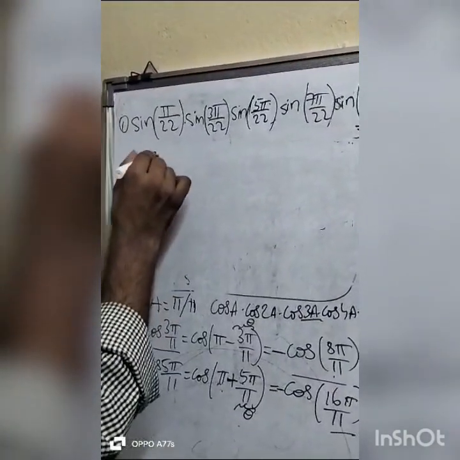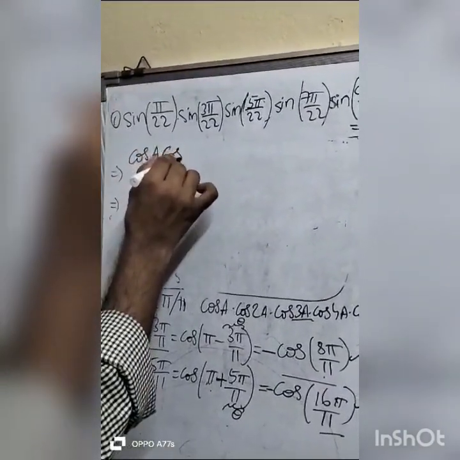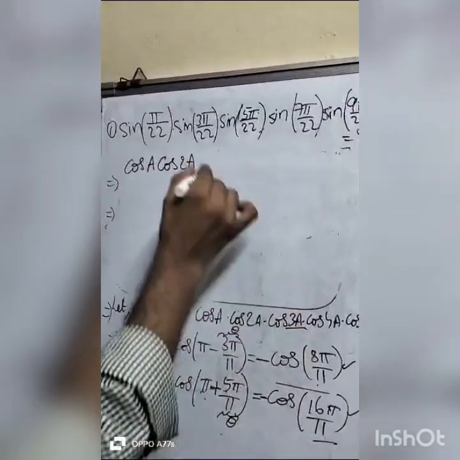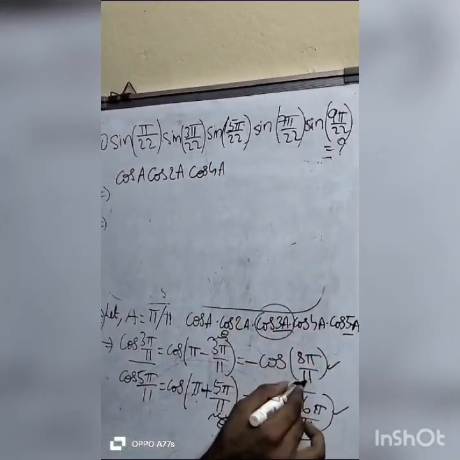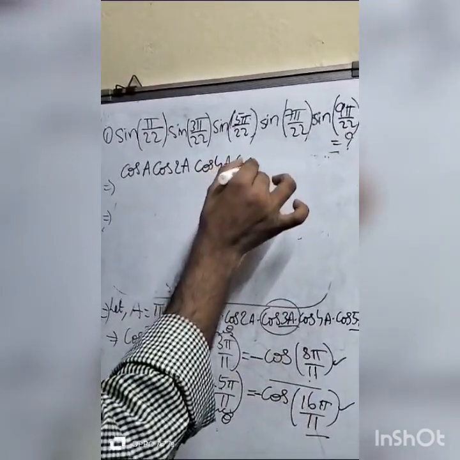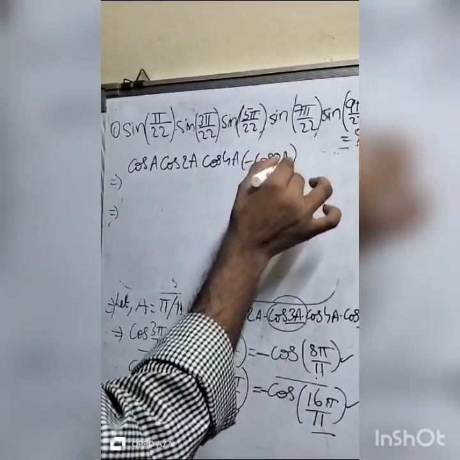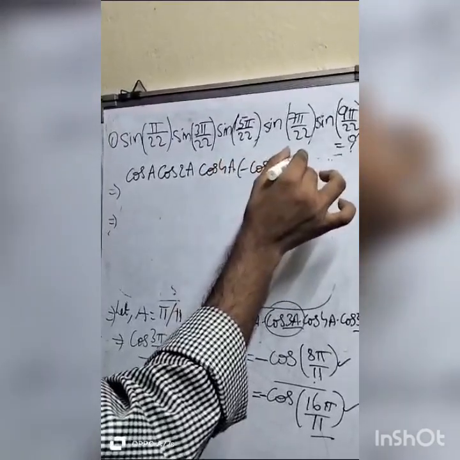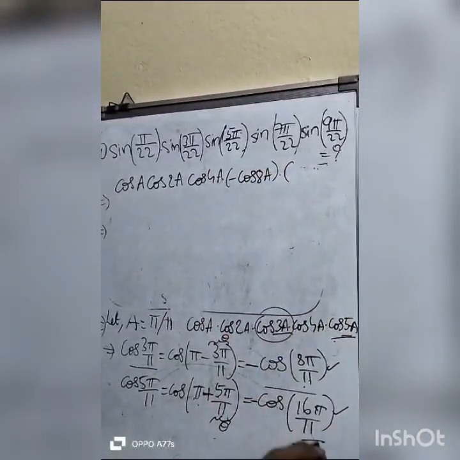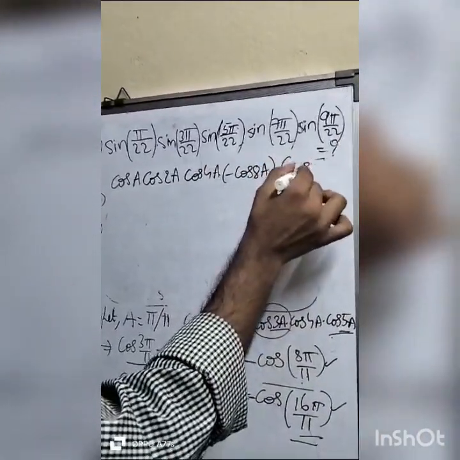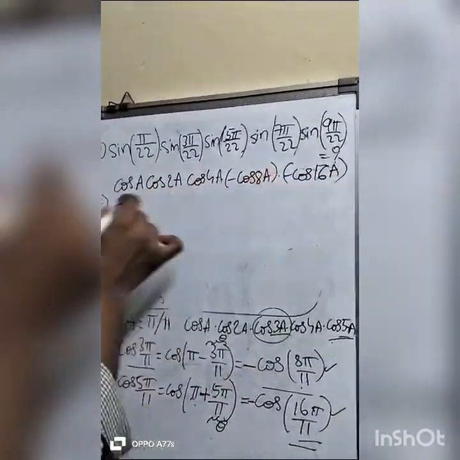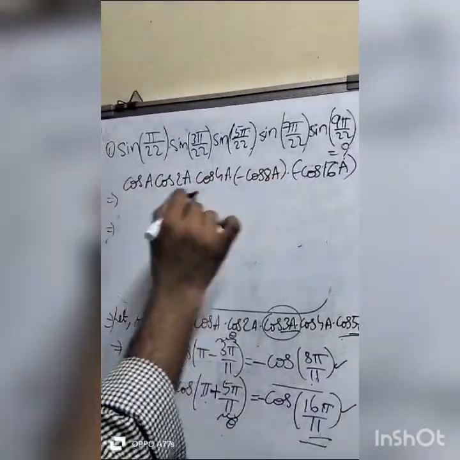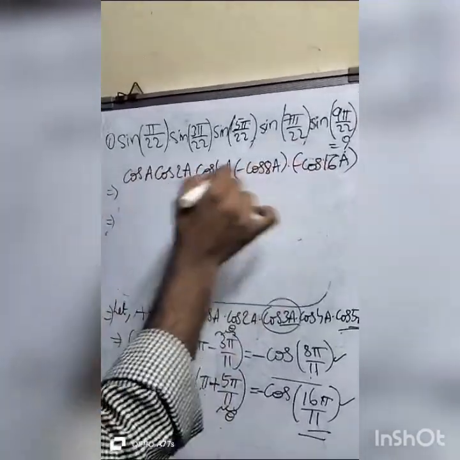Now I would write cos A into cos 2A into cos 4A into, in terms of cos 3A I can write as minus cos 8A, and again cos 5A can be written as minus cos 16A. Now minus into minus obviously plus. So my agenda has been fulfilled.